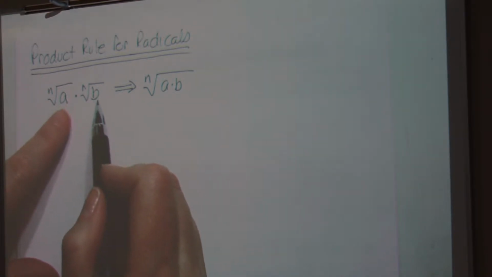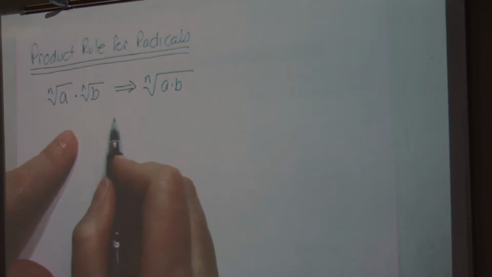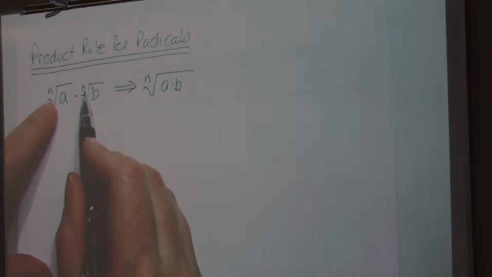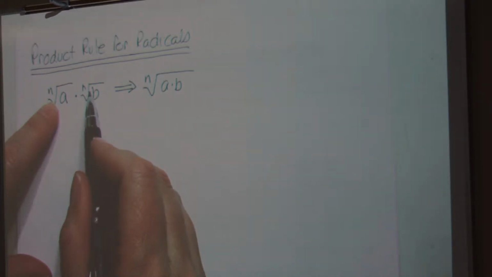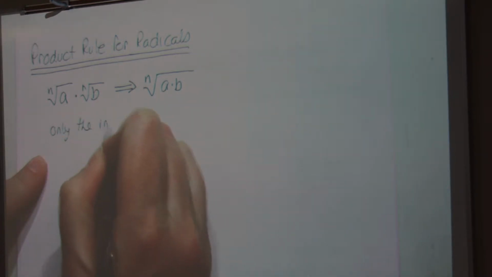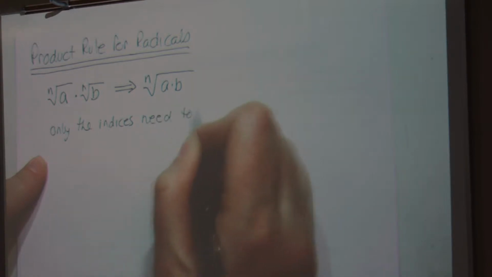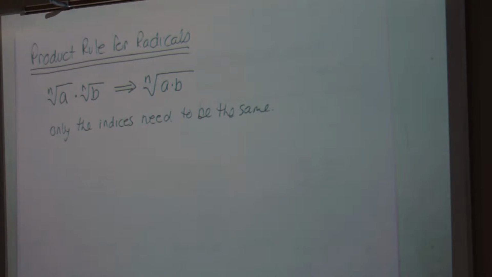I don't care what's underneath. I can multiply anything together. Cats and dogs make hogs for all I care. Okay, genetic engineering. All right, n and n. The only thing that's important is that the indices need to be the same. Has everybody got that? Only the indices need to be the same. The radicands do not. I don't care about the radicands.